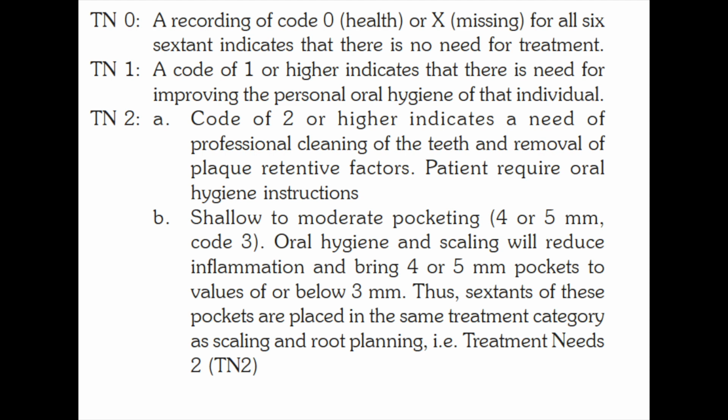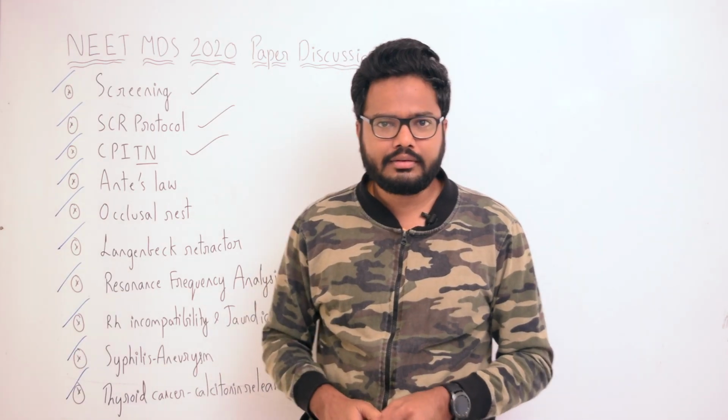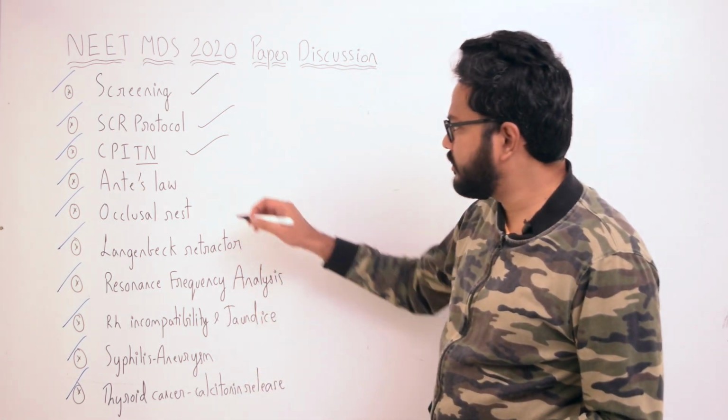Patients require oral hygiene instructions, and also shallow to moderate pocketing, that is 4 or 5 mm, which is code 3. Oral hygiene and scaling will reduce inflammation and bring 4 or 5 mm pockets to values of or below 3 mm. Thus, these pockets are placed in the same treatment category as scaling and root planing, that is treatment need 2. I hope it's clear. Now moving on to the next question.